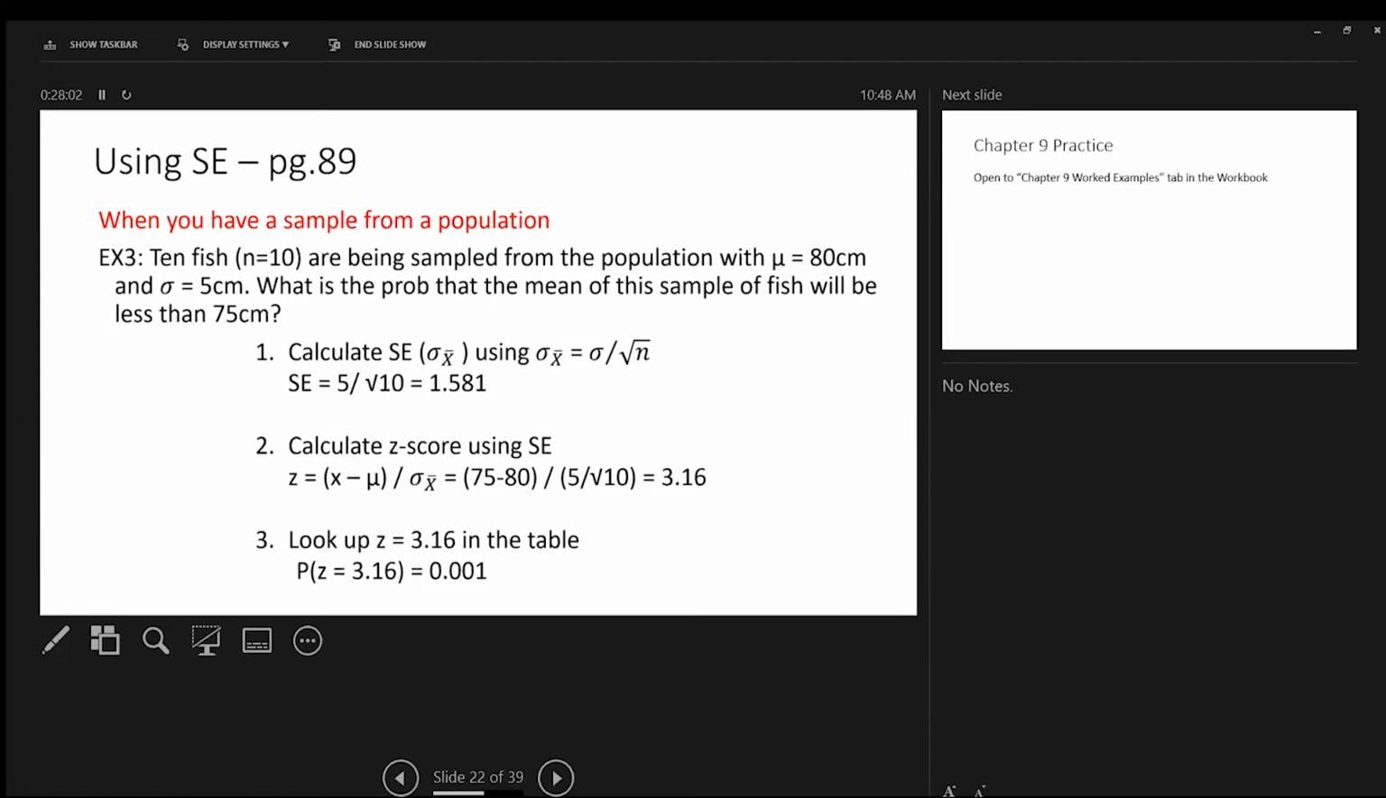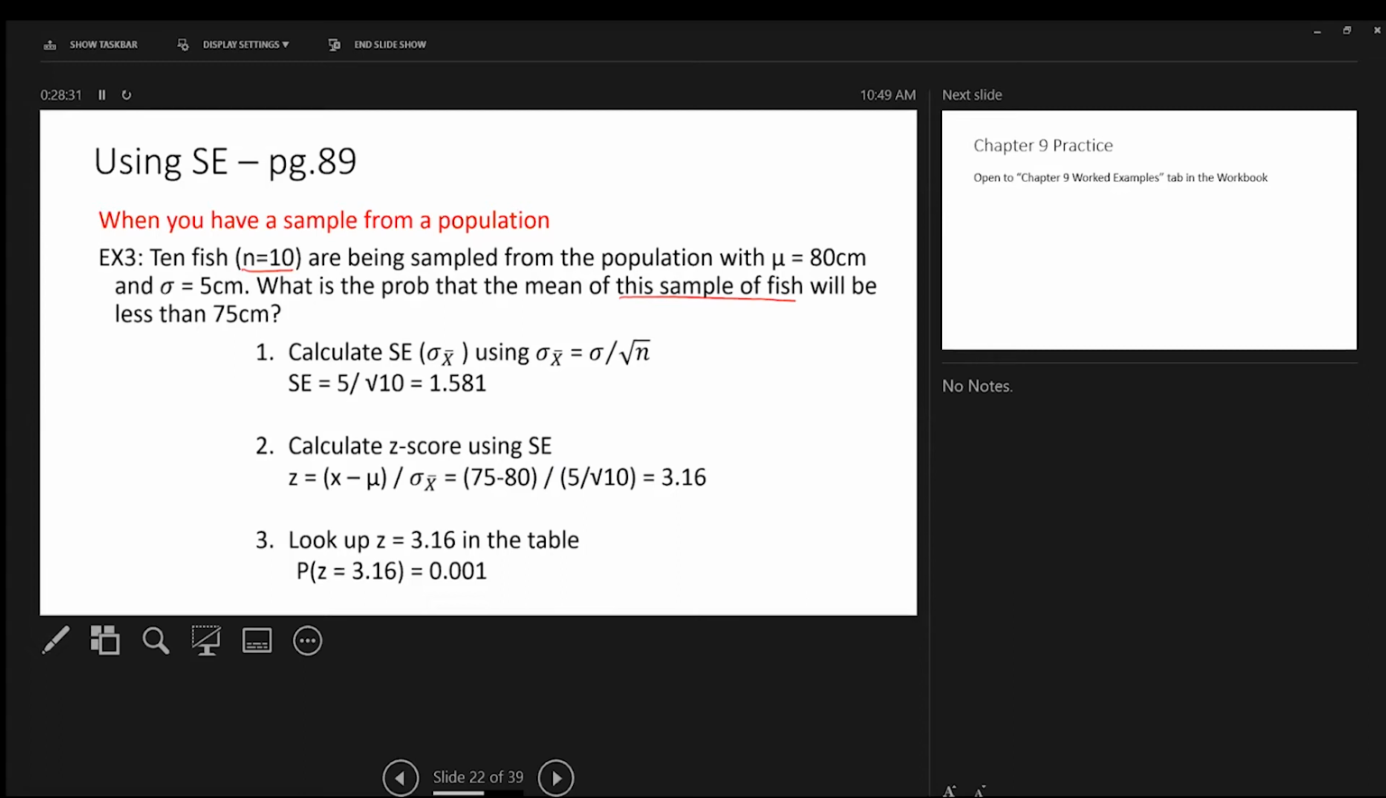So looking back at example 3, let's say that this time we're sampling a sample of 10 fish. And again, our mean is 80 centimeters and our standard deviation is 5 centimeters. What's the probability that the mean of this sample of fish will be less than 75 centimeters? So now we actually have a couple other steps.